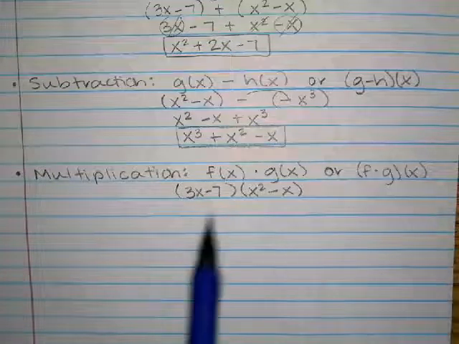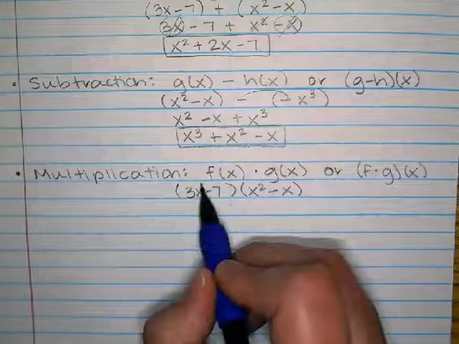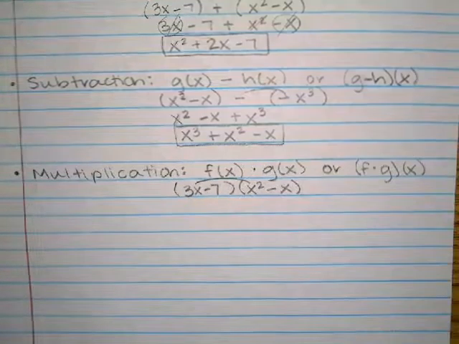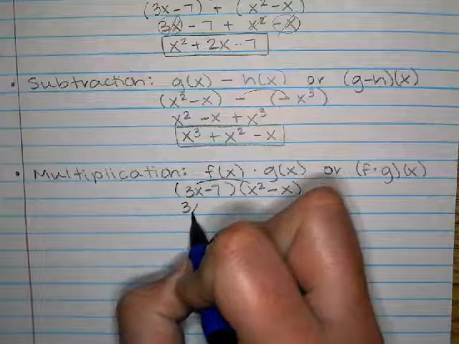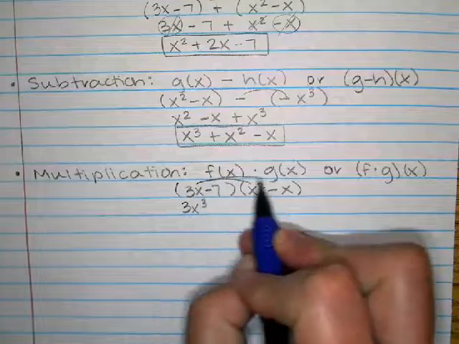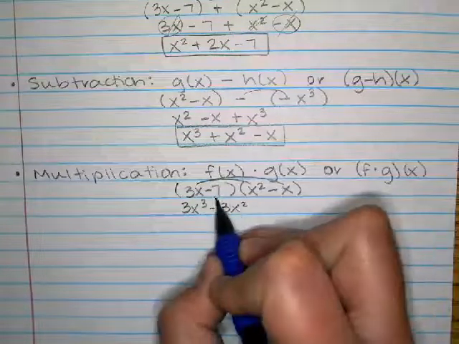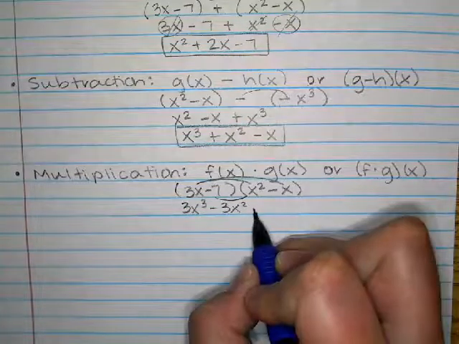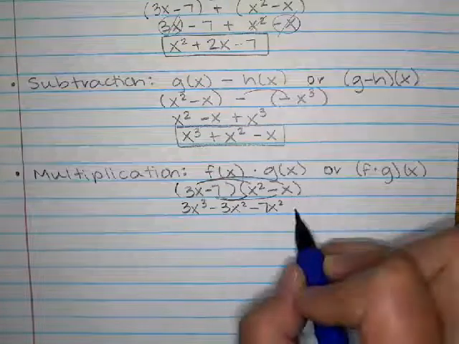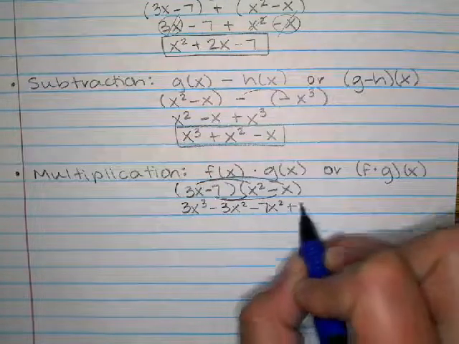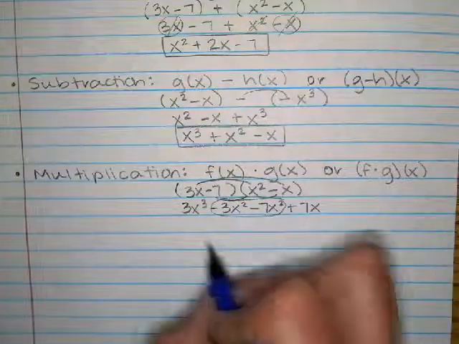So 3x multiplied by x squared is 3x cubed. 3x multiplied by negative x is negative 3x squared, perfect. Negative 7 multiplied by x squared. And then negative 7 multiplied by negative x. Good catch. Positive 7x, perfect. And then we'll combine our like terms.